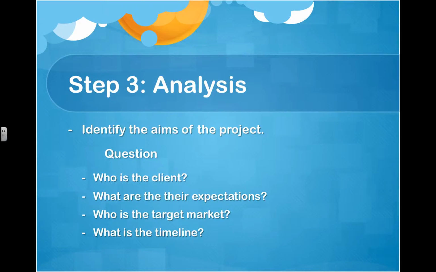Step 3 is analysis. The term analysis means to look deeper into things, to examine them very closely. So in the design process, it would be to identify the aims of the project. You need to question who is the client. In this case, the client would be the school. What are their expectations? They expect a good quality restaurant that will provide a service and also a training ground for Year 10 leavers to get their hospitality certificates.